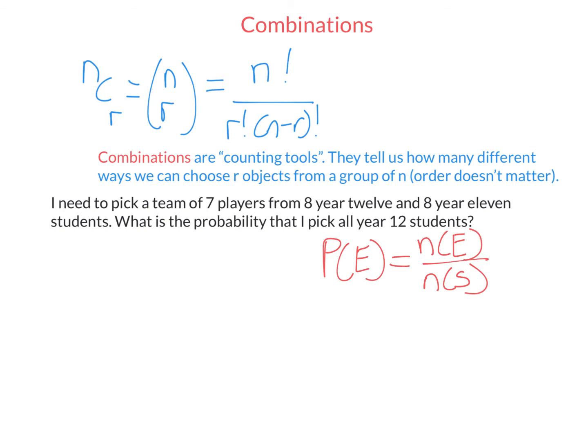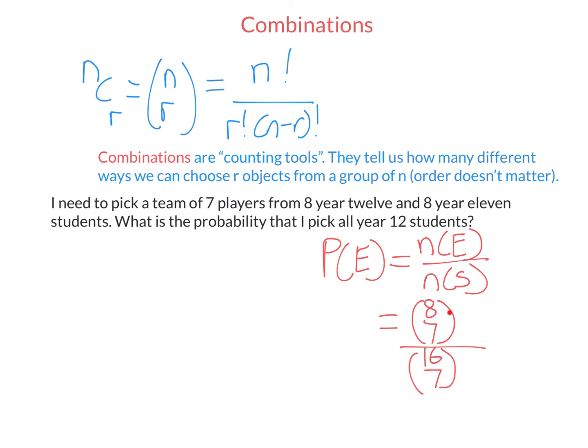So firstly, how many ways can I pick all Year 12 students? Well, what I'm doing is I'm taking a group of 8 Year 12 students and picking 7. So that's the number of ways I can pick Year 12 students, the number of ways the event can occur. The total number of outcomes, there are 8 Year 12 and 8 Year 11, so 16 students to pick from, and I'm picking 7.